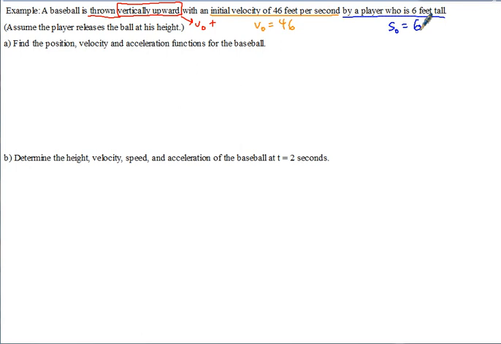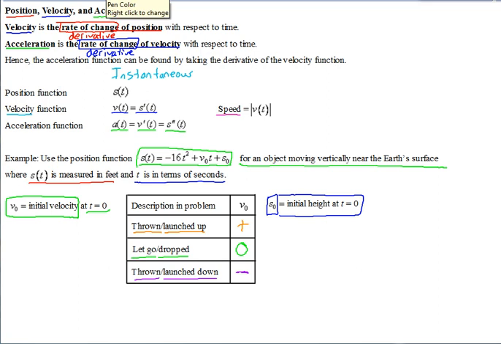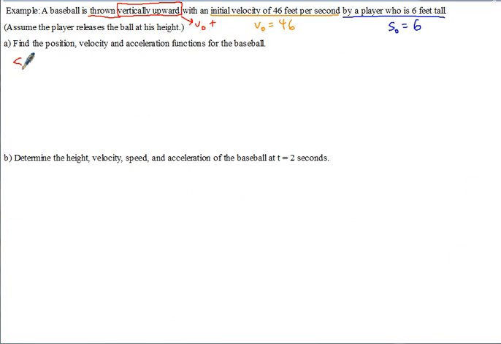Now we can write our position function. It says find the position, velocity, and acceleration functions for the baseball. So the position function, which we'll call s of t, would be negative 16t squared, and we'll just substitute in our initial velocity and initial position we just figured out. So s of t is negative 16t squared plus the initial velocity 46 times t plus the initial position of 6.